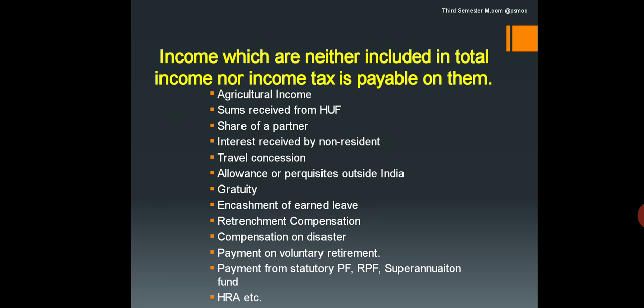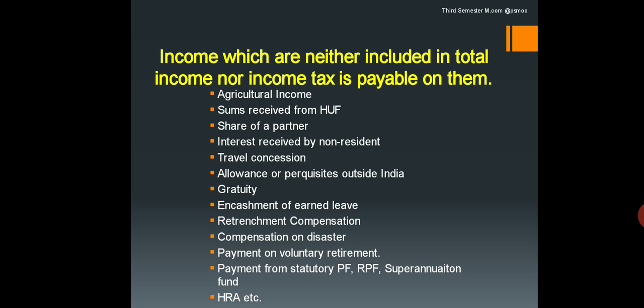But here I have included only 12 or 13 items, because these items will be very familiar to you in the coming classes. We will be discussing them further, because in salary income, income from house property, income from business, or income from other sources, in every chapter you can see that these items are coming with special treatment. So that's why I have included these items in this chapter.